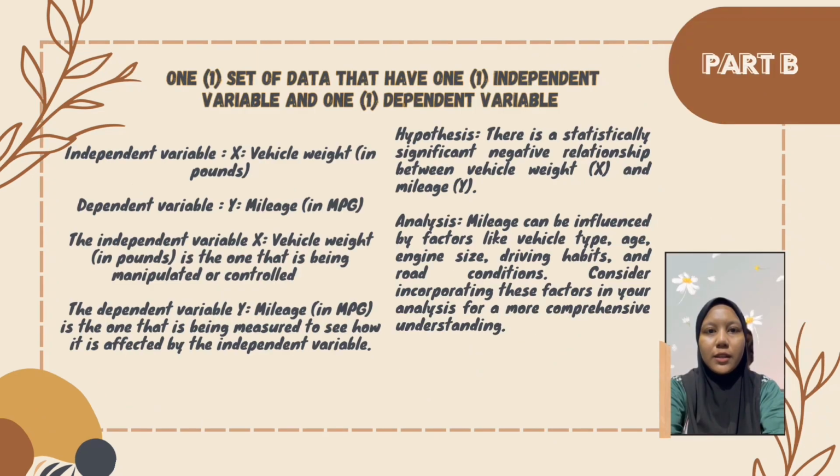One set of data that has one independent variable and one dependent variable. The independent variable X, vehicle weight in pounds, is the one that is being manipulated or controlled. The dependent variable Y, mileage in MPG, is the one that is being measured to see how it is affected by the independent variable. Hypothesis: there is a statistically significant negative relationship between vehicle weight X and mileage Y.